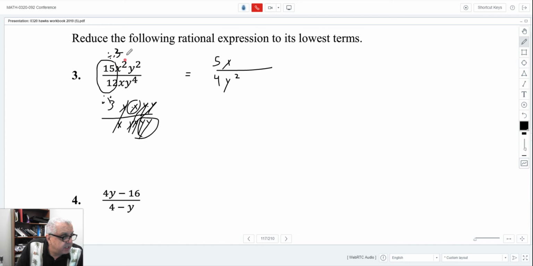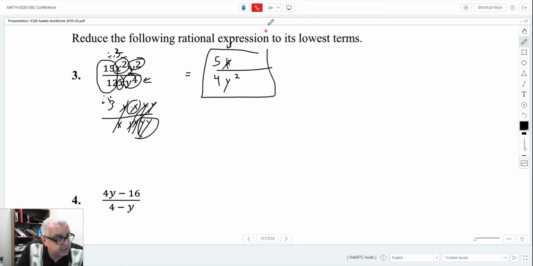Do you see, if I have 2 x's up here and 1 x, when I cancel out 1, I'm left with 1 x on top. Here I have 2 on top and 4 on the bottom. 2 cancels out, and there's still 2 left on the bottom. So this is my final answer, 5x on top and 4y squared on the bottom. That's reducing the rational expression. There's no adding or subtracting or anything. You're just reducing everything. All right.